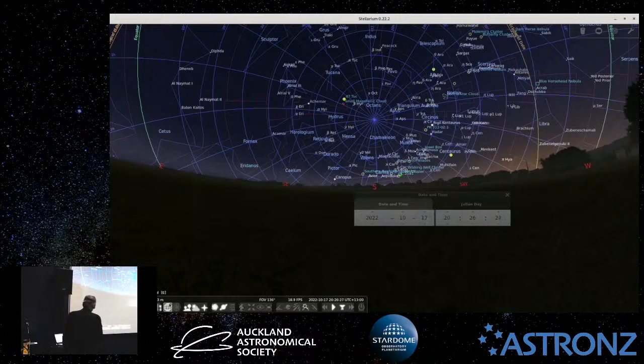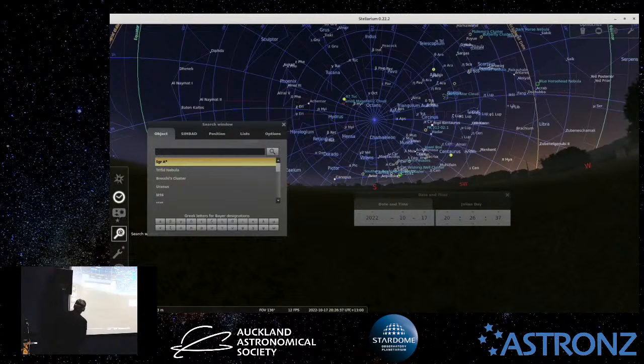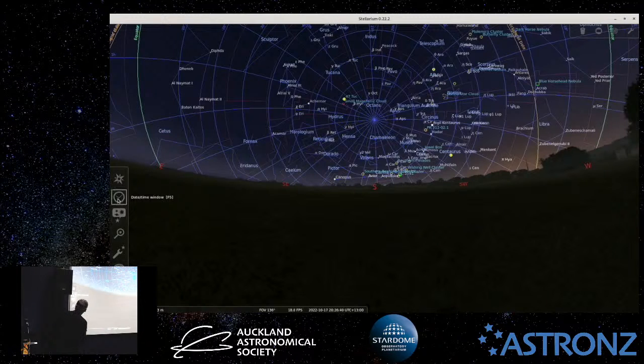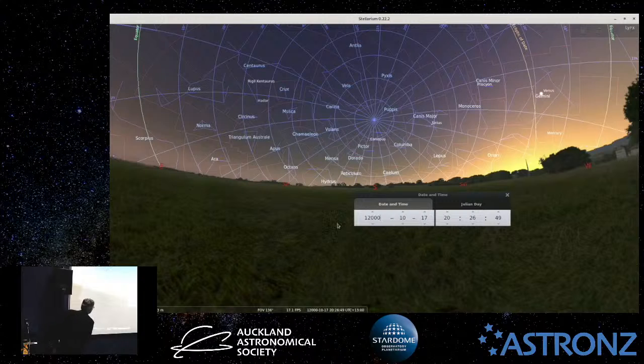So it kind of looks okay there, although you might notice that the lines may not be exactly parallel. So let's go forward in time. Whoops, not that one, on the clock. So let's go to, say, the year 12,000. And look what's happened now. The constellation lines are massively skewed, and that's because of the effect of precession.